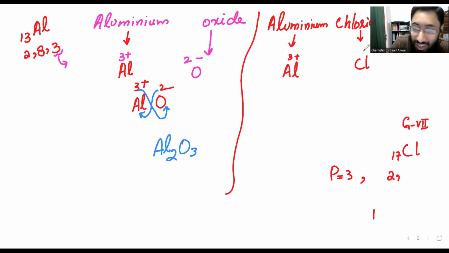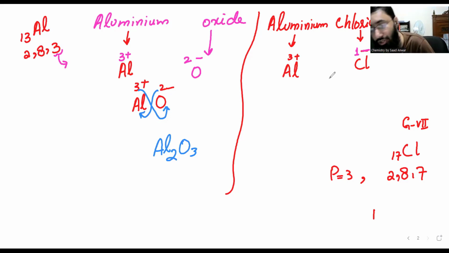Exactly. You know the basic chemistry. 2, 8, 7. In the outermost shell, it has 7 electrons. It will accept one more electron to complete its octet, so it will get a negative charge, negative one. You have very strong basics. So now we need to make the formula.